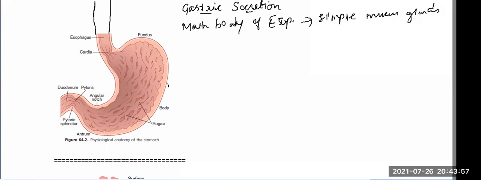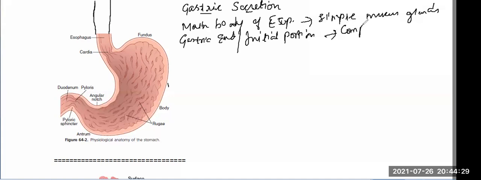But if we talk about the initial portion of the esophagus and the end portion, that is towards the gastric end, where we have the junction of the stomach and the esophagus, which we call the esophagogastric junction, at the gastric end and the initial portion, we do not have simple mucous glands, but we have what we call compound mucous glands. What is the difference between these two?